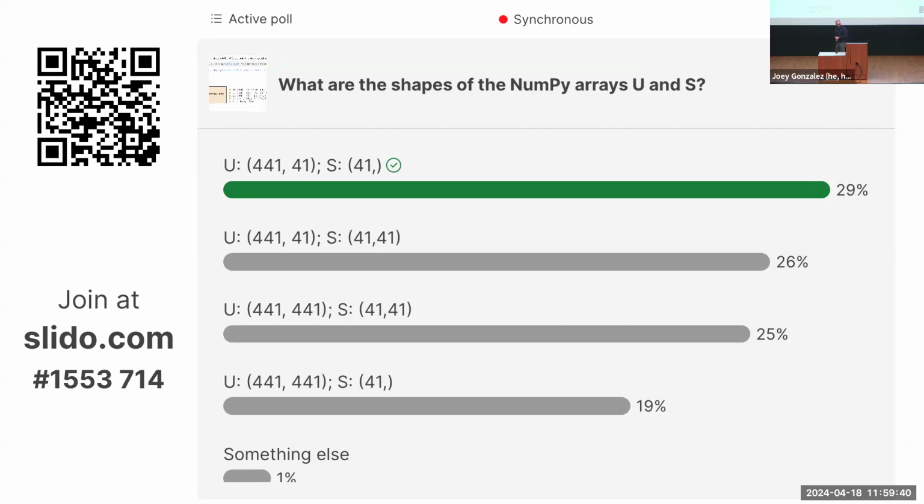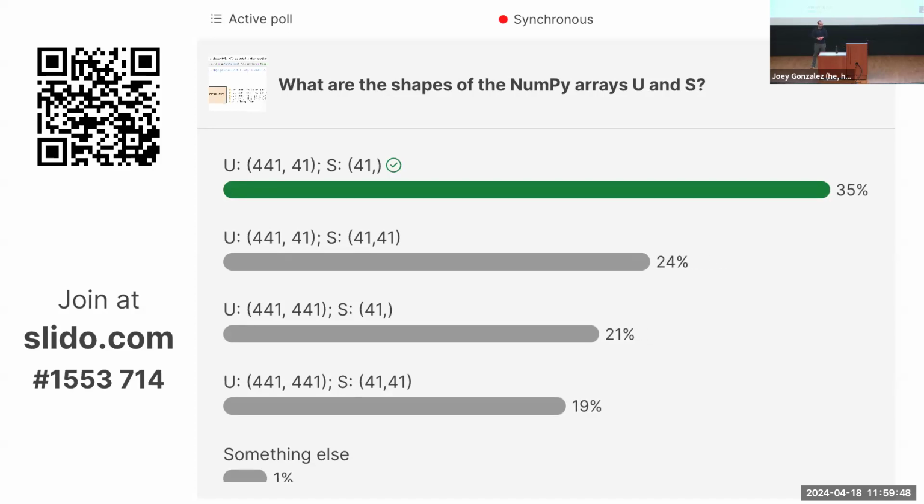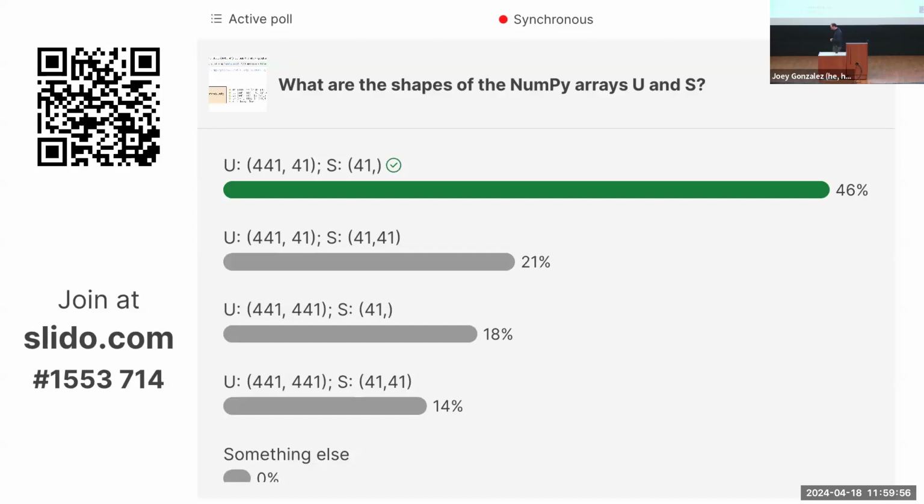Okay. You're getting it. And I will accept this answer too. I'm good with that. Both are basically correct. So the first answer is U, remember, is N by D. And the second matrix S is D by D, except in NumPy, where D by D would be a waste of memory, storing all those zeros. So we just store the diagonal. So it's just this 41. So the correct answer is U. And the pretty much correct answer is this one.